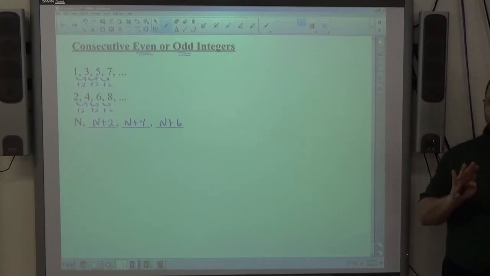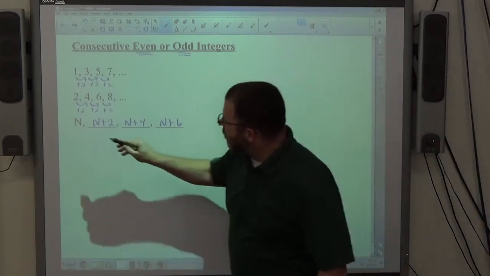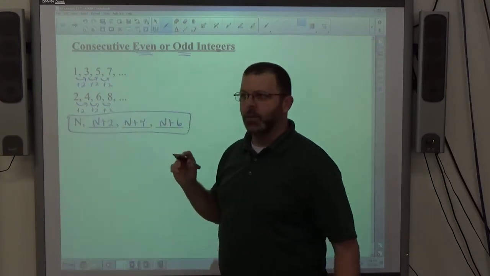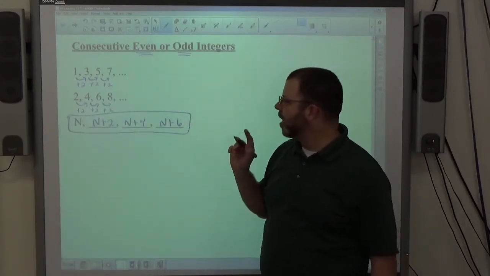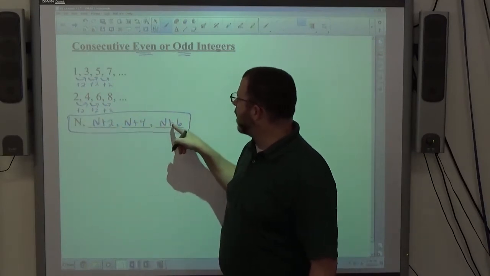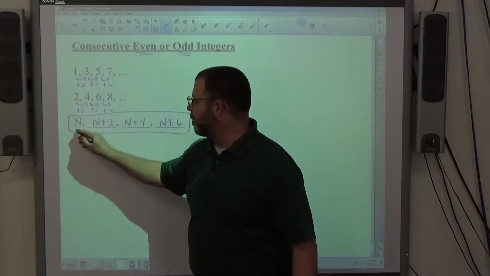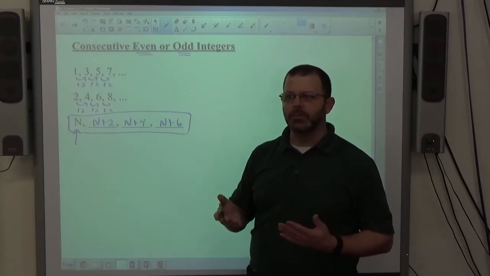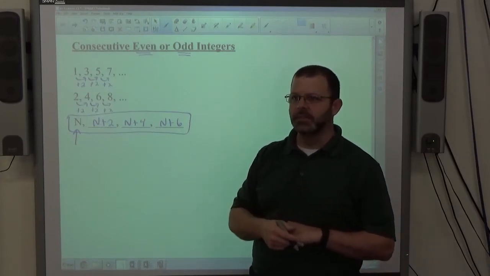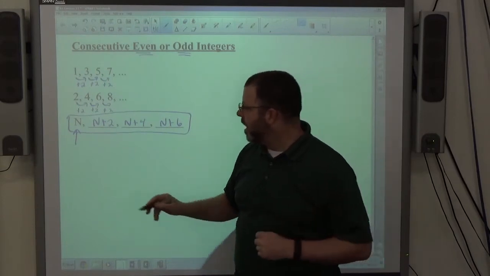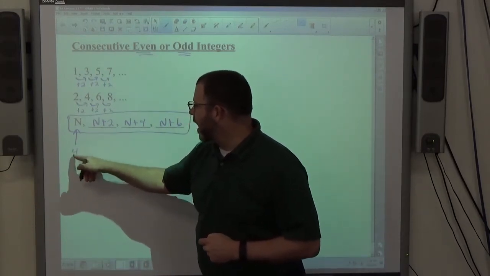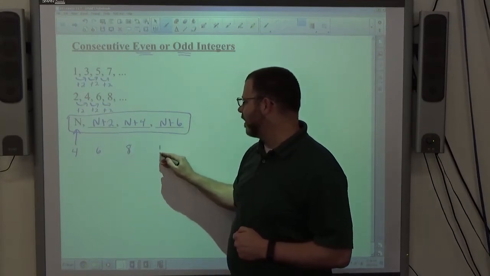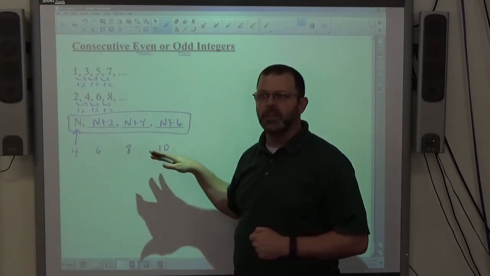All right, here's how it works. Okay, algebraically, these represent our numbers, right? Odd or even. What makes this different if it's odd or even is what n represents itself. If n represents an even number, Parker, pick an even number. 4. If n represents the number 4, I add 2, I'm going to get 6. I add 4, I get 8. I add 6, I get 10, right? So I'm creating a list of even numbers.